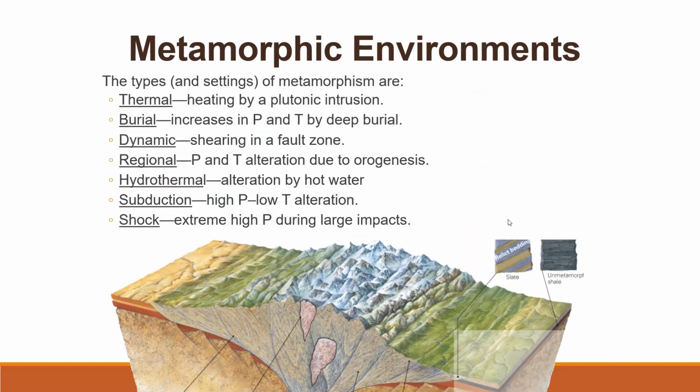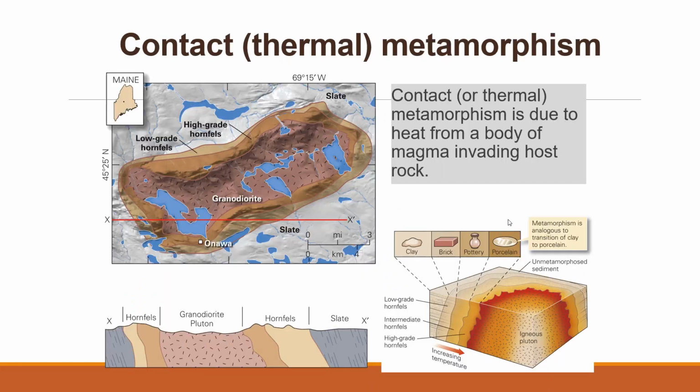And this happens in different types of environments. So we have different types of metamorphism in these different environments. I'll go through most of these. So I think I go through all these. So contact or thermal metamorphism is where you just heat the rock. It's typically due to magma, so you have molten rock close by, and so you will essentially cook the rock that's in contact with that hot igneous material.